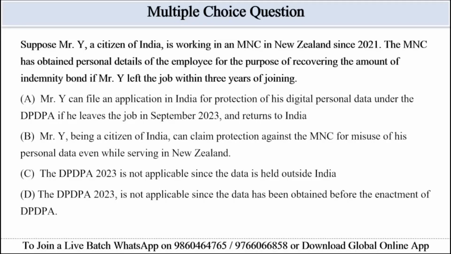So the passage notes that the law also exempts processing of personal data held outside of India, highlighting both territorial and government-side exemptions. The hypothetical wants you to see that data held outside India is outside the DPA's scope. So in case of option A, Mr. Y can file an application in India for protection of his digital personal data under the DPDPA if he leaves the job in September 2023 and returns to India.